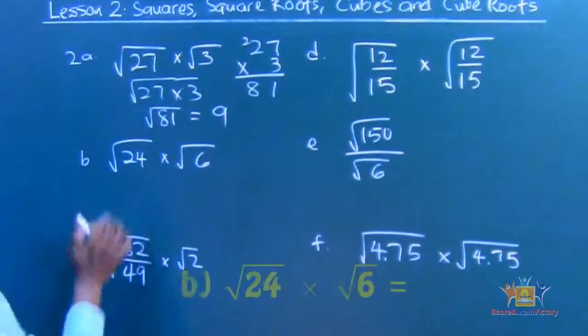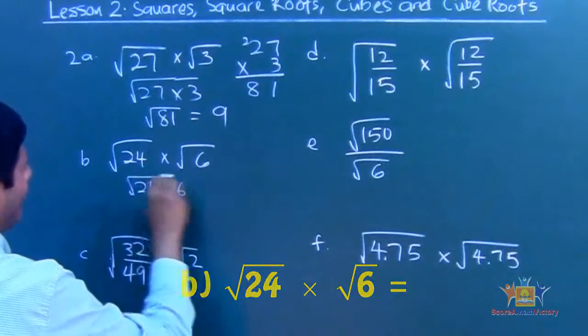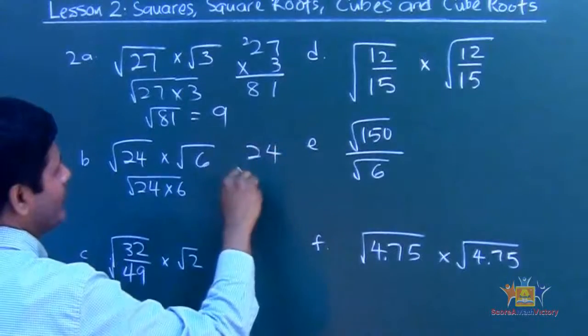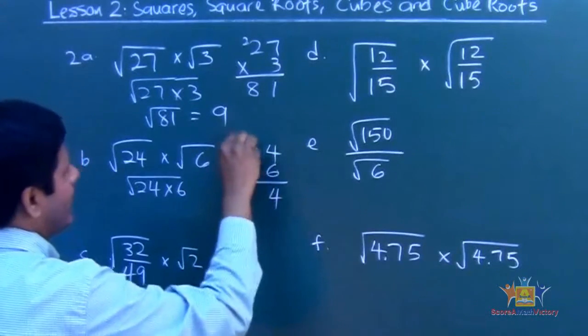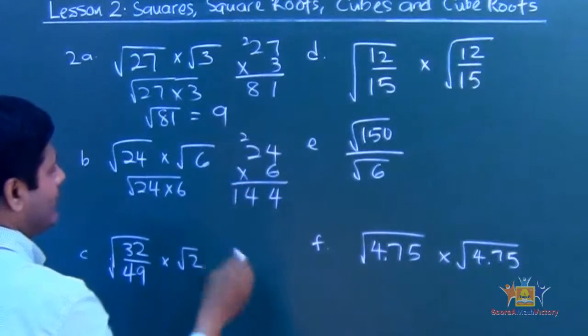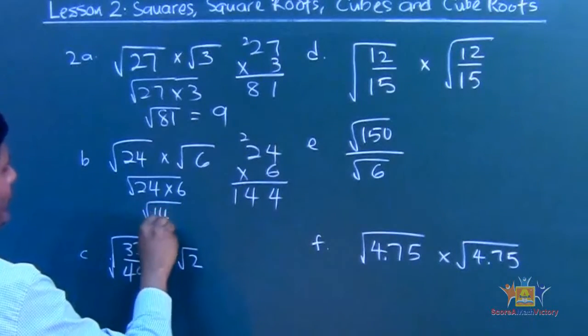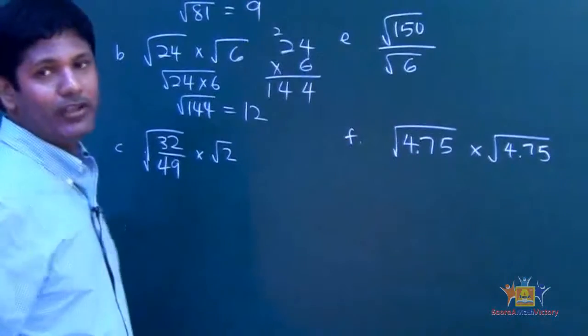Alright? The same thing with this one. So we're going to take 24 times 6. So we're going to line it up. 24 times 6. 6 times 4 is 24. 4 carry 2. 6 times 2 is 12, plus 2 is 14. That means square root of 144 is 12.